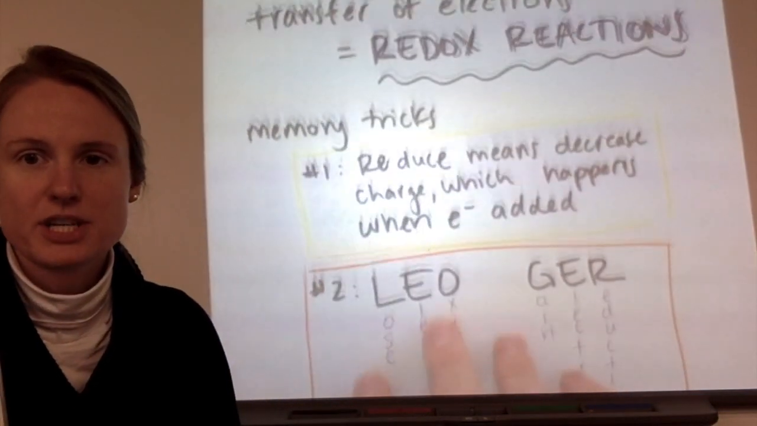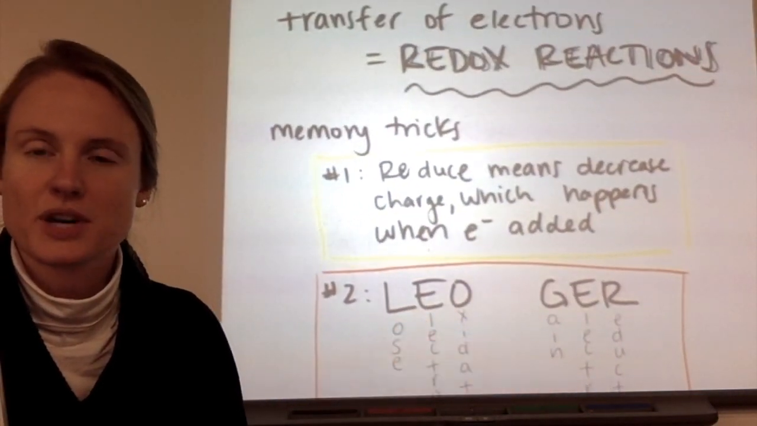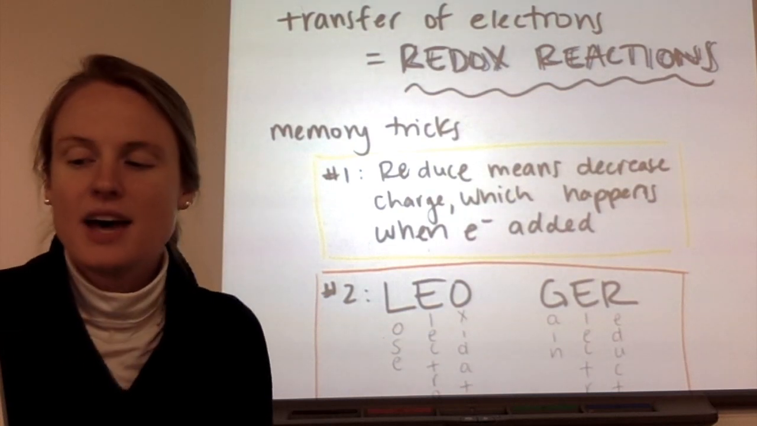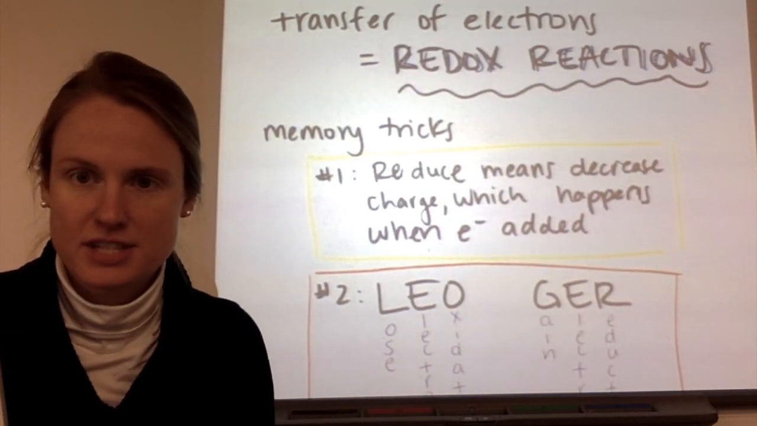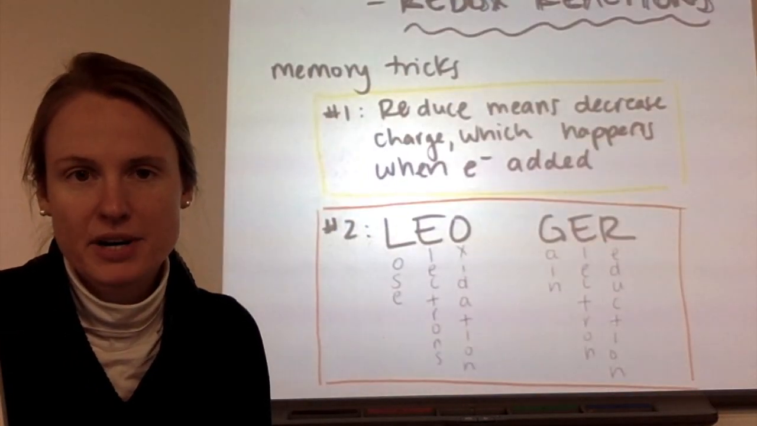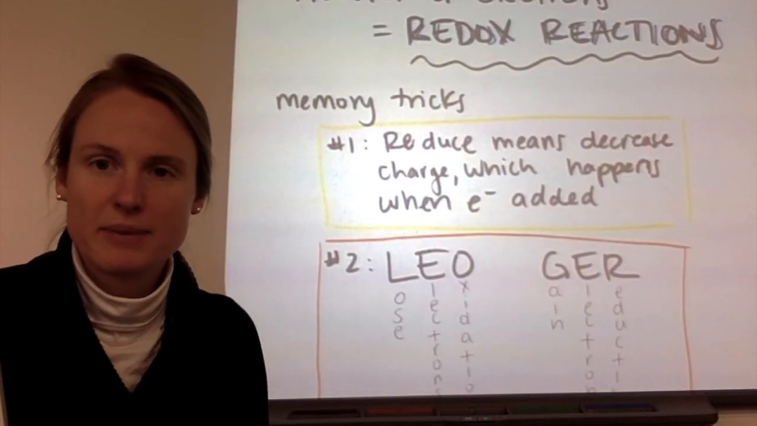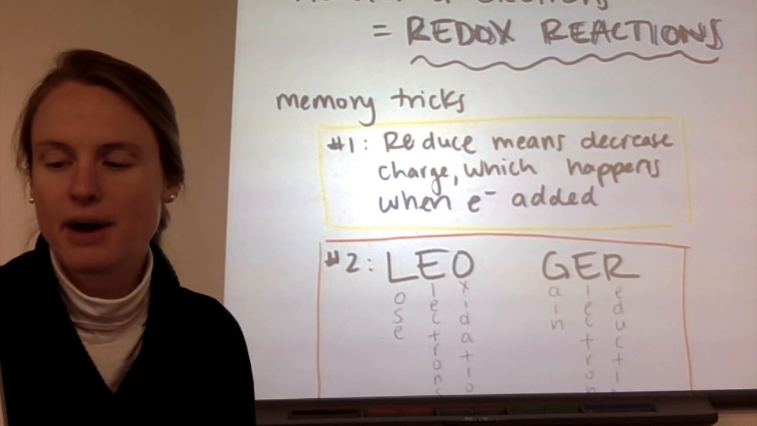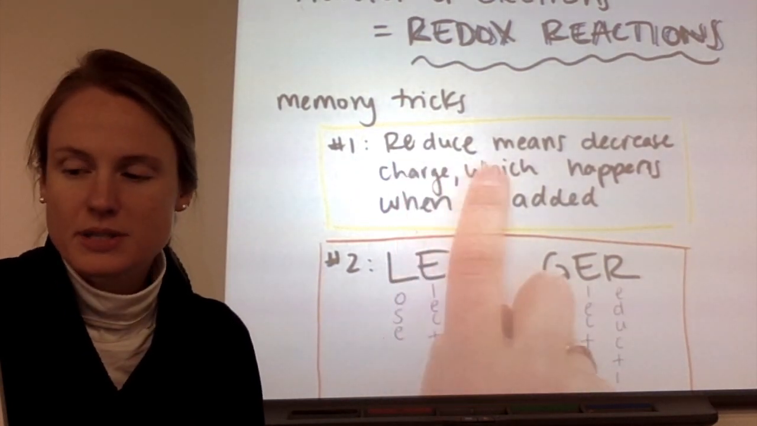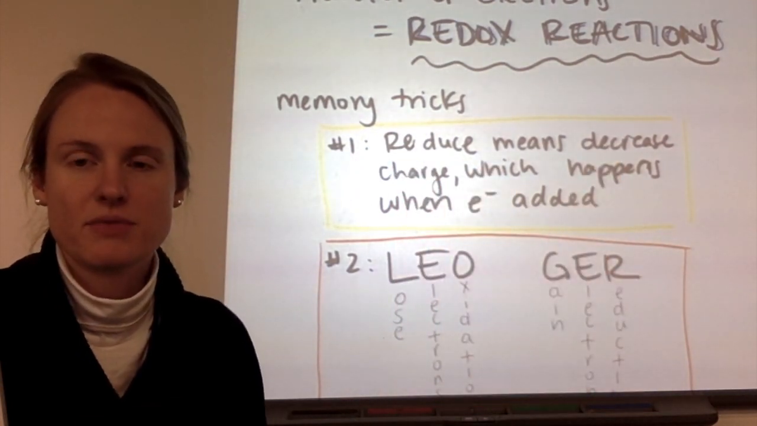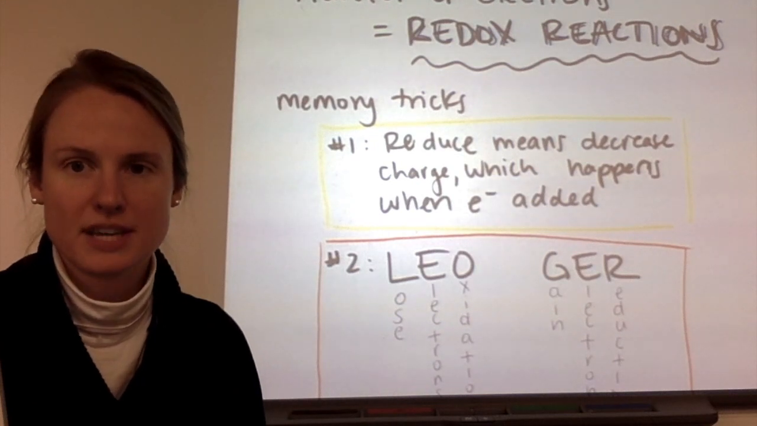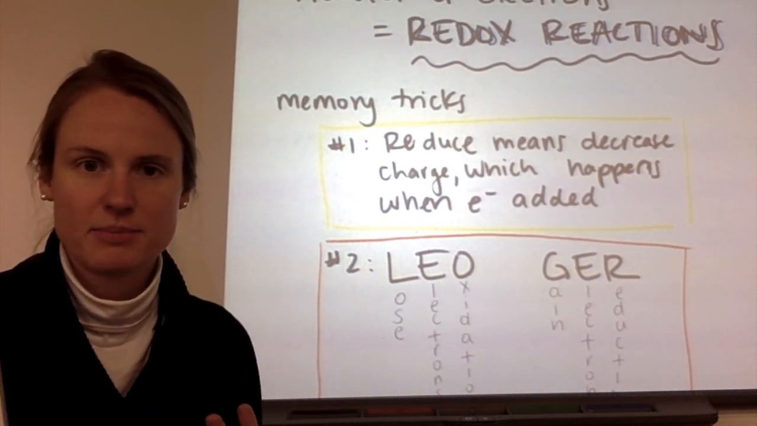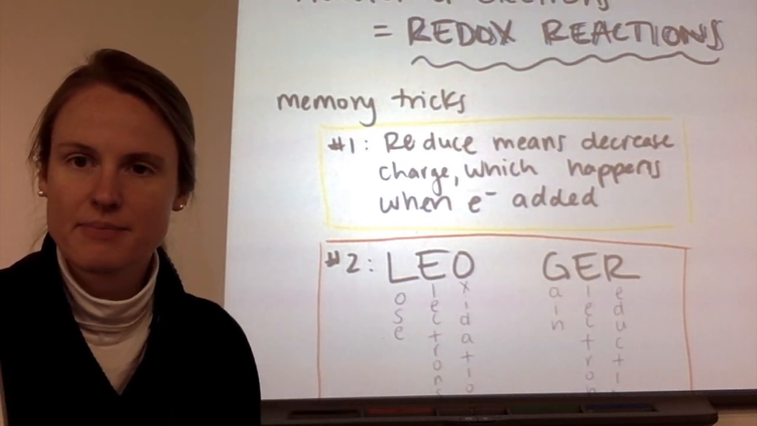So cellular respiration pretty much boils down to the transfer of electrons. So that means a lot of redox reactions. The way that I remember which word means gain of electrons and which word means loss of electrons is I think about that reduce means to decrease the charge. So if the charge of a molecule is decreasing, that means electrons have to be added because electrons are negative.